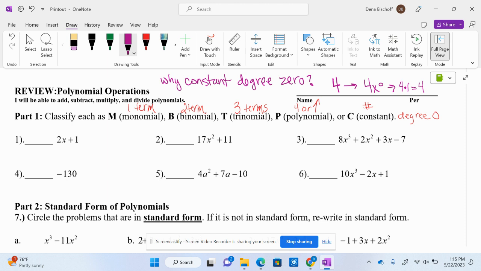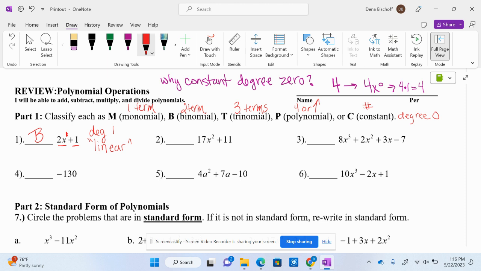So we're going to classify these by using monomial, binomial, trinomial, polynomial, but we're also going to say what degree they are. So for number 1, how many terms does this have? Has 2 terms. 1, 2. 2 terms is a binomial. What degree is this? Meaning what exponent is attached to the variable term? 1. So if something is degree 1, we say that it is linear. Do you guys remember that? Degree 1 is linear. Okay.